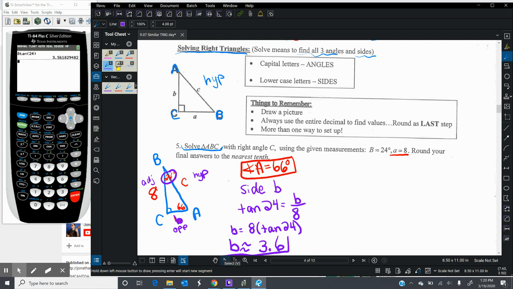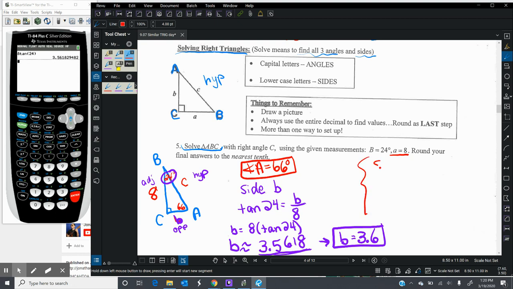Now, let me step back a step. I would like you to get in the habit of writing out all 4 decimal places. So again, 3.5618 would then round to side b being 3.6. These 4-digit decimals are going to be important when we do other things later in this unit. So if we can get in the habit of writing that down, let's start with that today.